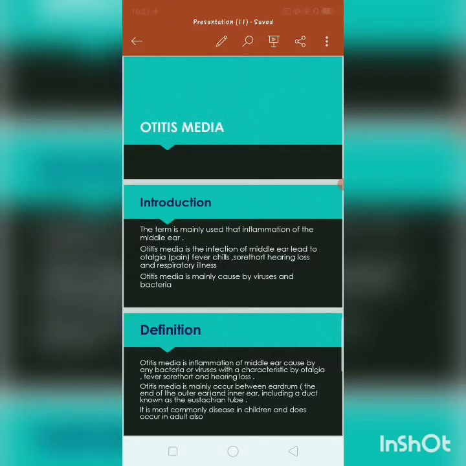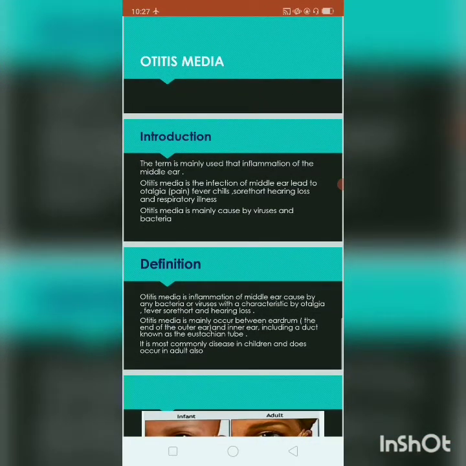So today I will discuss another disease condition, that is otitis media. Let's start this discussion with a short introduction to otitis media. The term is mainly used for inflammation of the middle ear.